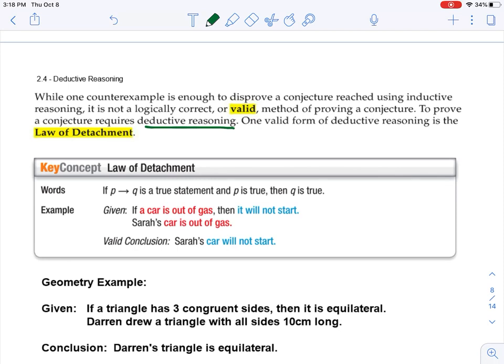So the law of detachment in words says, if P then Q is a true statement, and P is true, then Q is true. So for example, it says, if a car is out of gas, then it will not start. These are very general statements. If any car is out of gas, then it will not start. Then we get more focused. It says Sarah's car is out of gas. So our valid conclusion that we could make based on the given here is Sarah's car will not start.